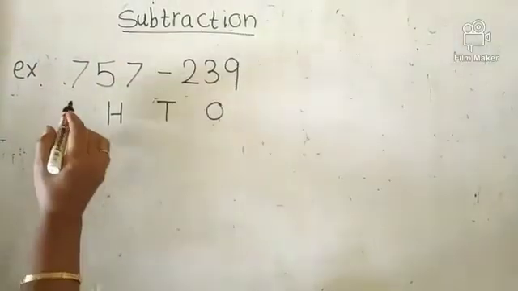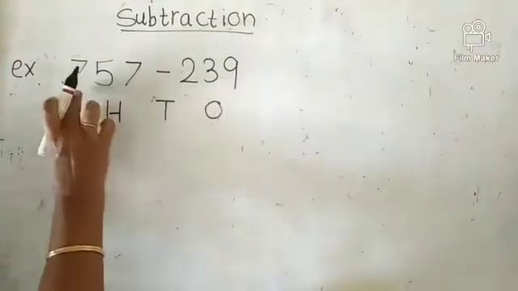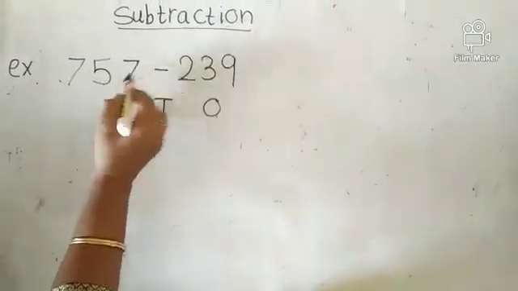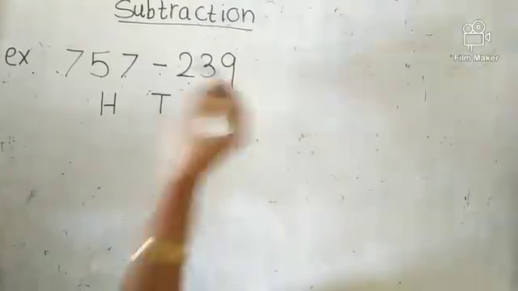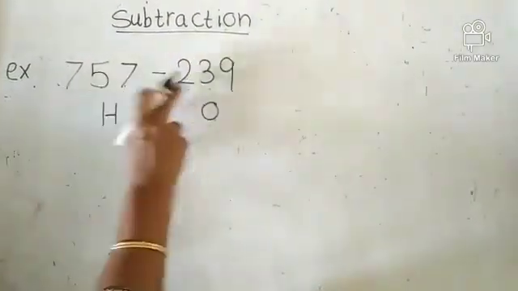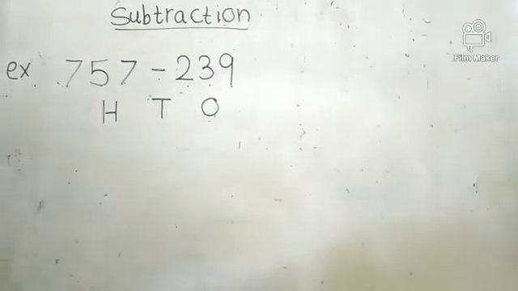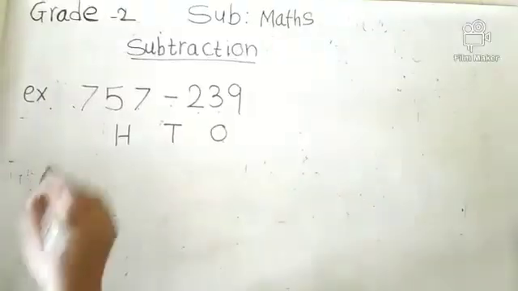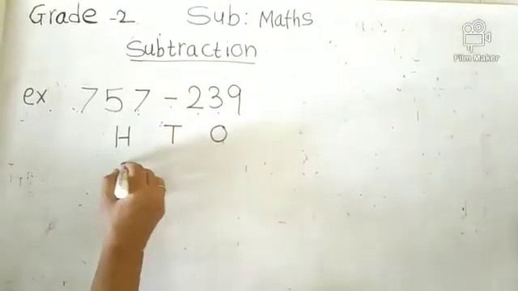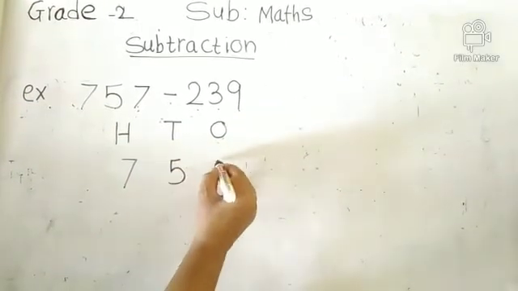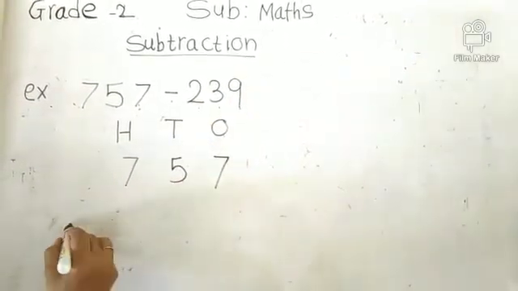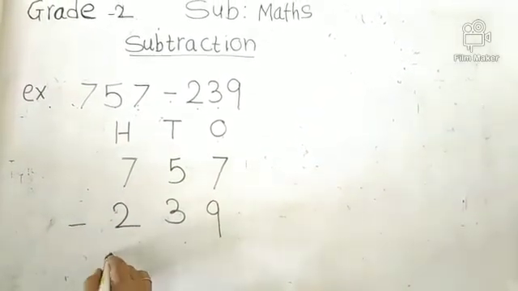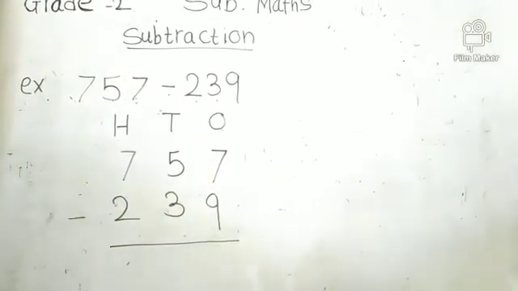Children, let's see one example. And this example is in horizontal position. Look, 757 minus 239. In horizontal position, we cannot do subtraction. So, we will write this 757 here and minus 239 in this vertical position. And then we will do this subtraction.